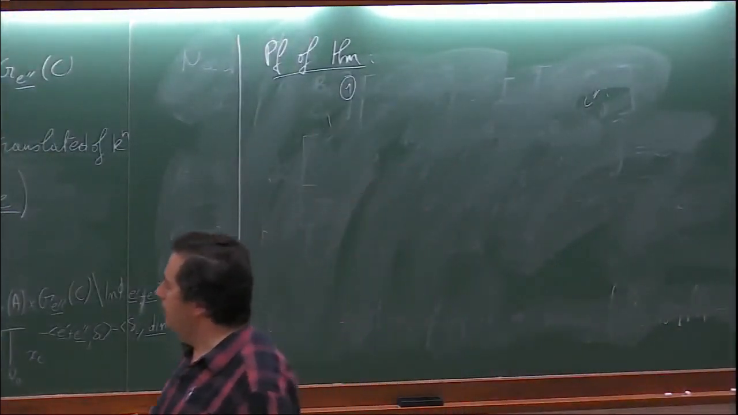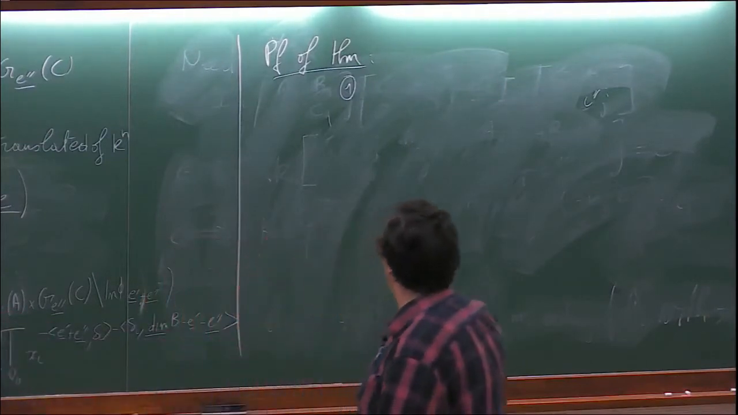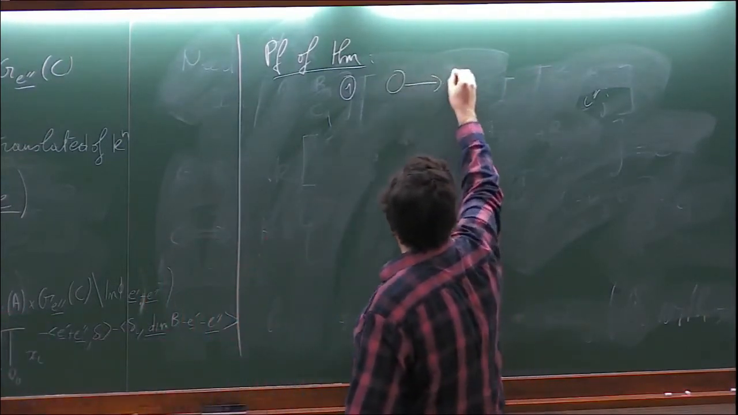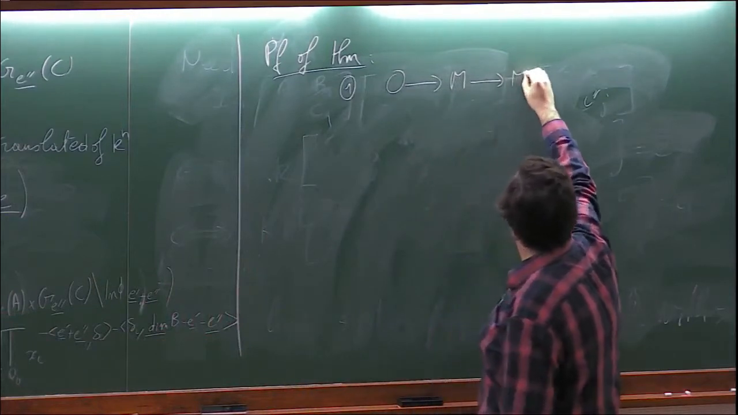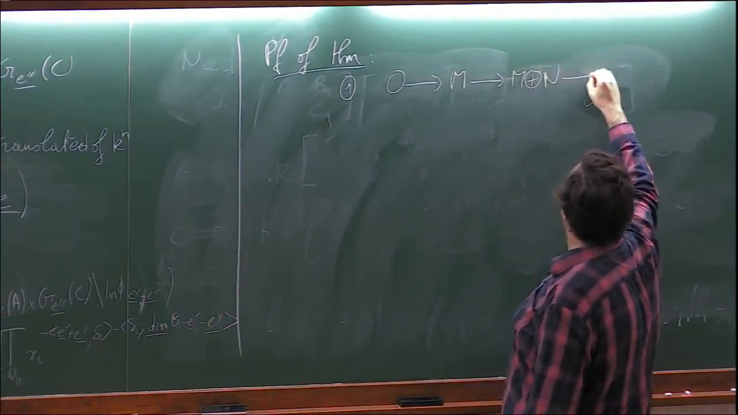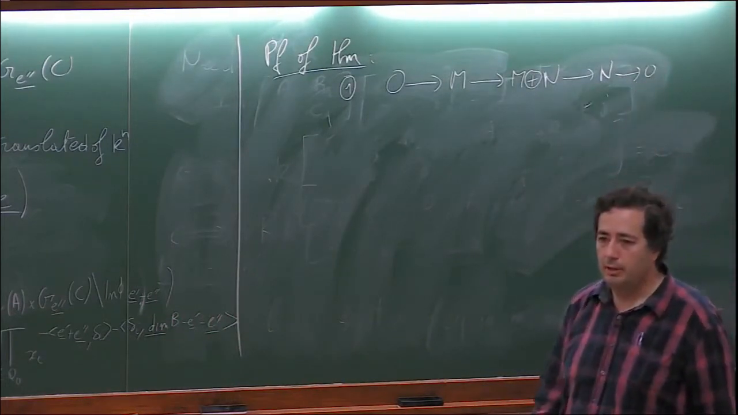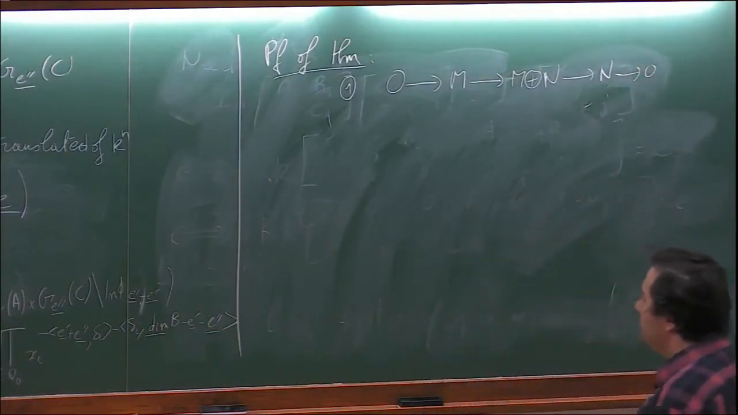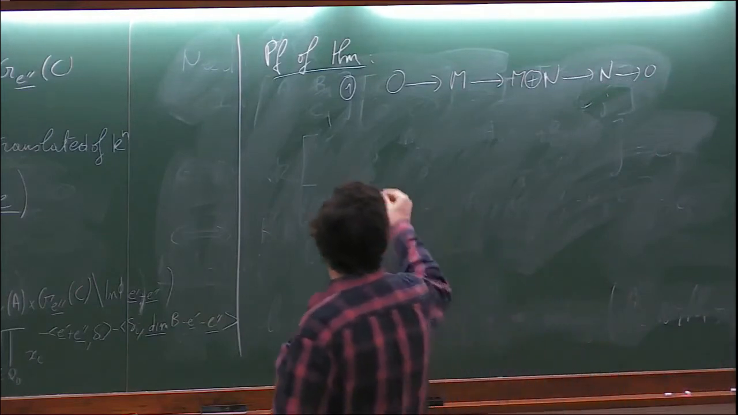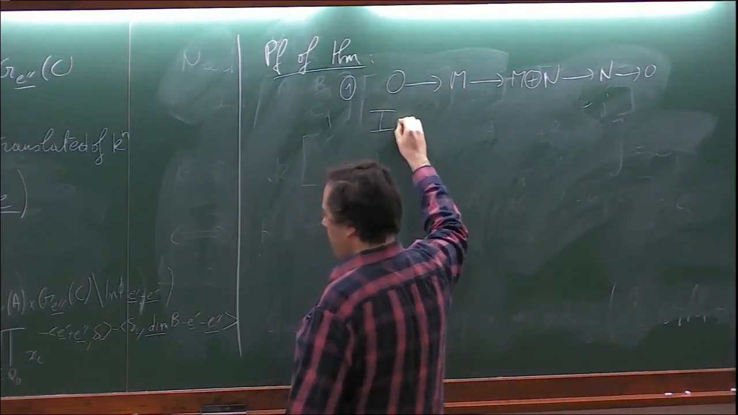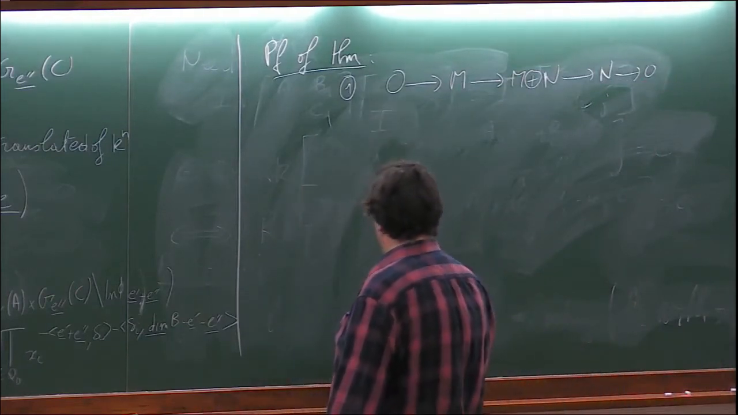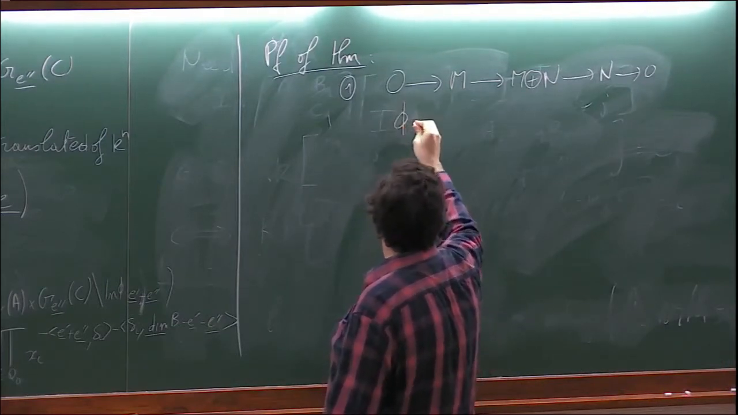What short exact sequence do I need to do 1? I need this short exact sequence. I go from 0 to M, to M plus N, to N. So this is a split short exact sequence. Now, I claim that in this case, the image of phi E is surjective.